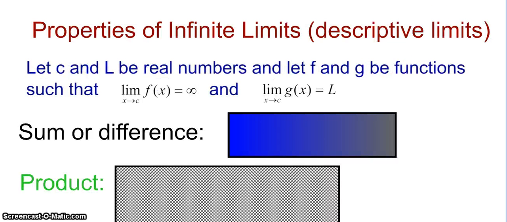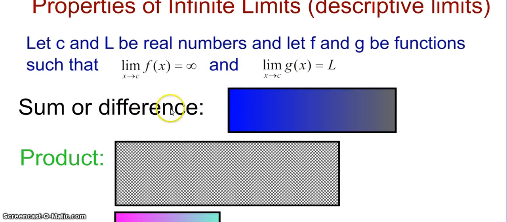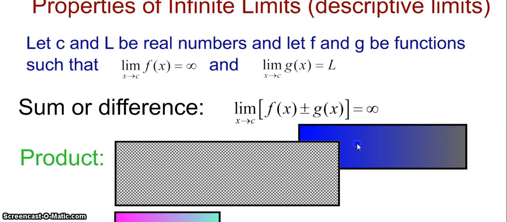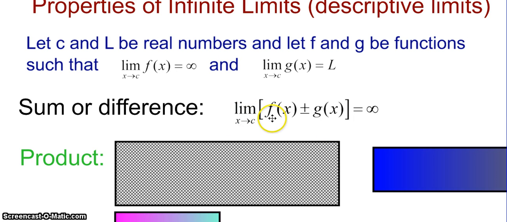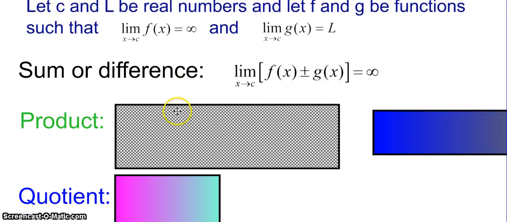Moving on. Alright, properties of limits with descriptive limits. So if we have c and L be real numbers and f and g be functions such that the limit as x goes to c of f of x equals infinity and the limit as x goes to c of g of x equals L. Well, what happens if we add or subtract them? The limit as x goes to c of f of x plus or minus g of x is going to equal infinity. Because if I add or subtract a constant, it doesn't matter. Infinity plus or minus a number is still infinity.